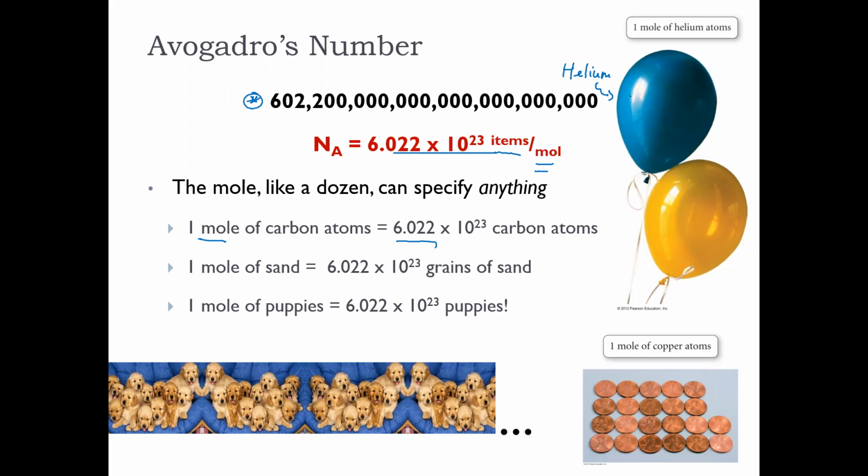A mole of carbon atoms might be a handful of carbon atoms. A mole of sand is this many grains of sand. A mole of puppies would be 6 times 10 to the 23rd puppies. Many, many, many, many puppies. More than exists in the universe, but we can at least think about it. I encourage you to think about it because they're very cute. For more real life things, 1 mole of copper atoms is pictured here down at the bottom right. Turns out our copper atoms are about, what is this, about 22 cents. If we want 6 times 10 to the 23rd copper atoms, that's contained in about 23 pennies.